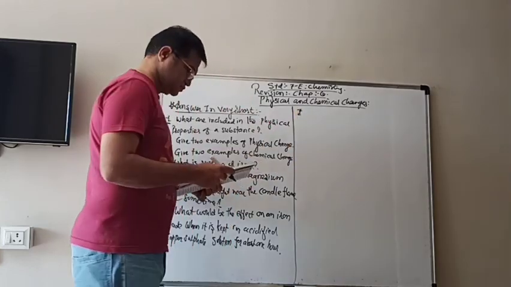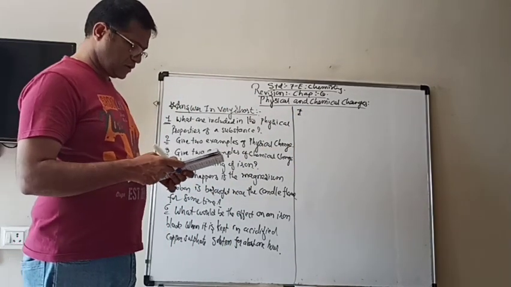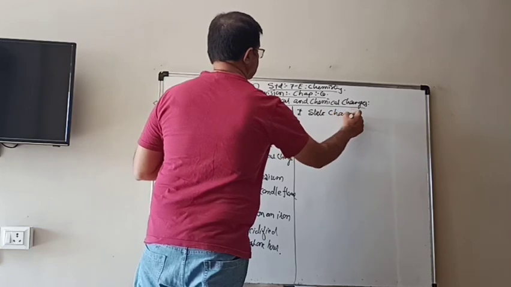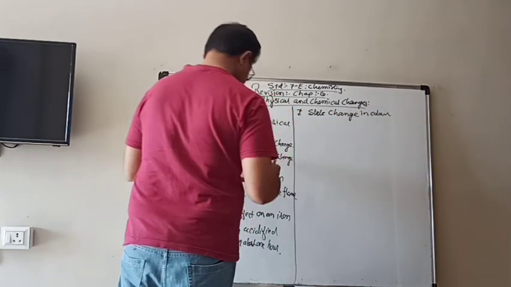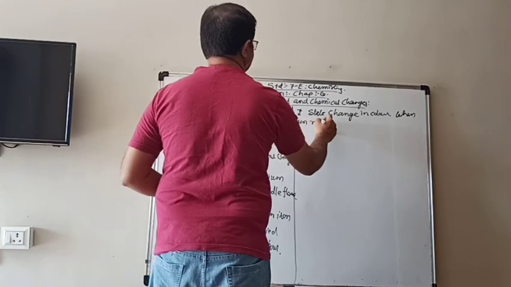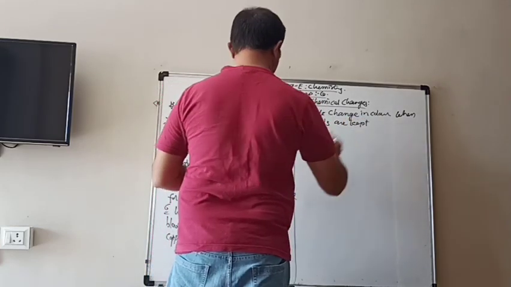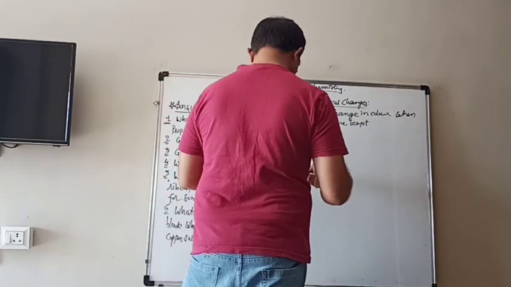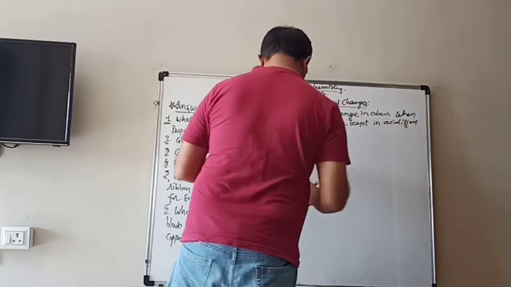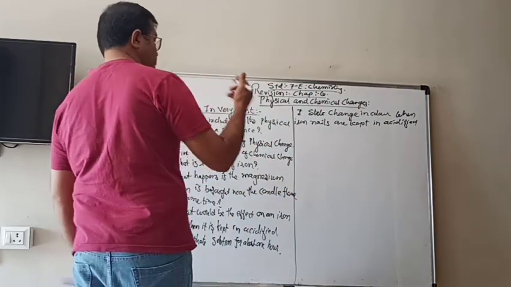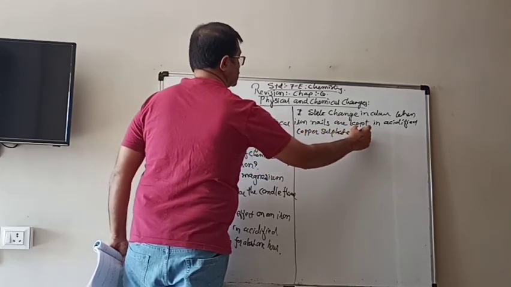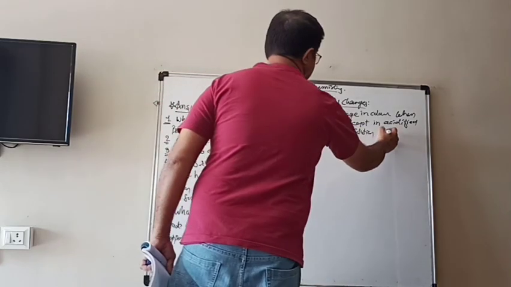Next question. State the change in color when iron nails are kept in acidified copper sulfate solution for about an hour.